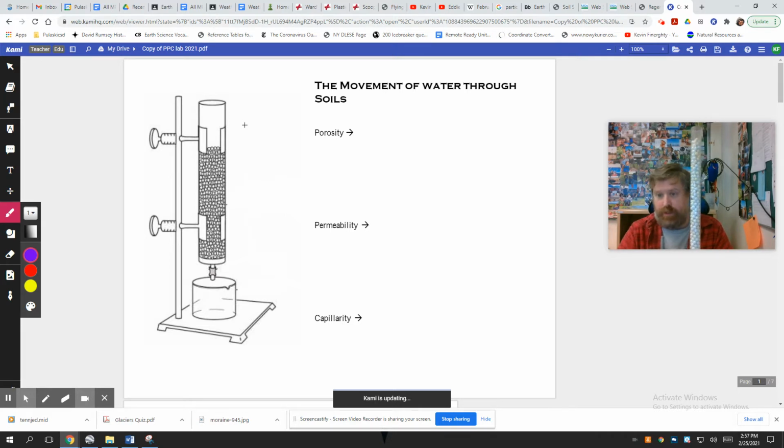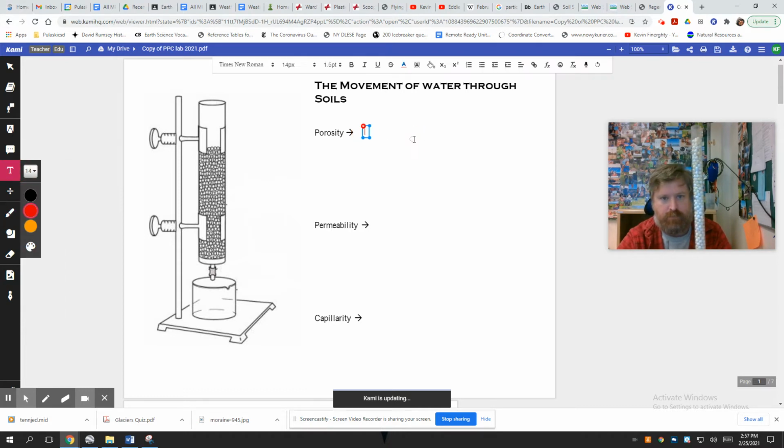Okay, so what are they? Porosity, and yes, I'd like you writing this on your lab, is going to be how much space is there in between the beads.